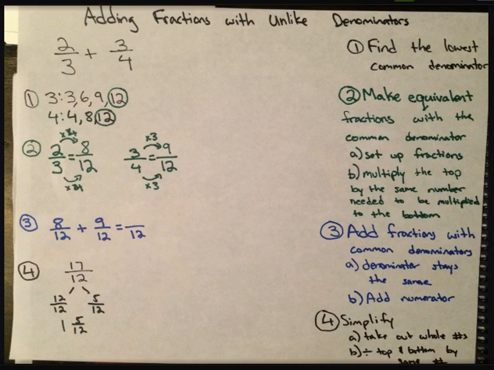Our next step is to simplify the fraction that's left over. We have 5 twelfths, which can't be simplified any further, so we can leave our answer as 1 and 5 twelfths.